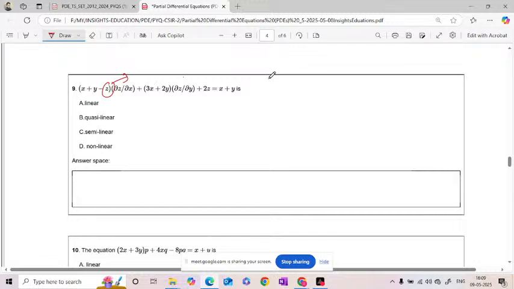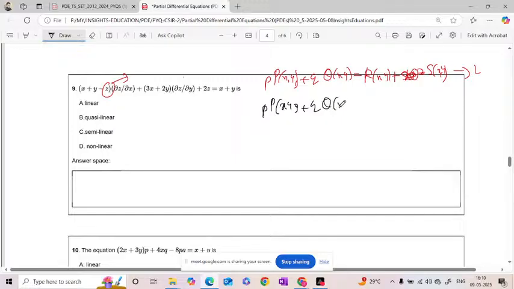Now the structure of the linear is p into function of x, y plus q into function of x, y is equal to r into function of x, y plus s into z into function of x, y. It is the linear situation. Next one, semi-linear situation is p into function of x, y plus q into function of x, y is equal to r, function of x, y, z. It is the semi-linear situation.